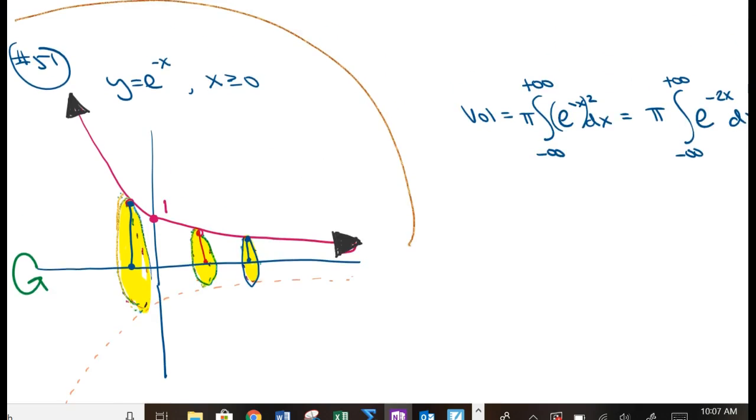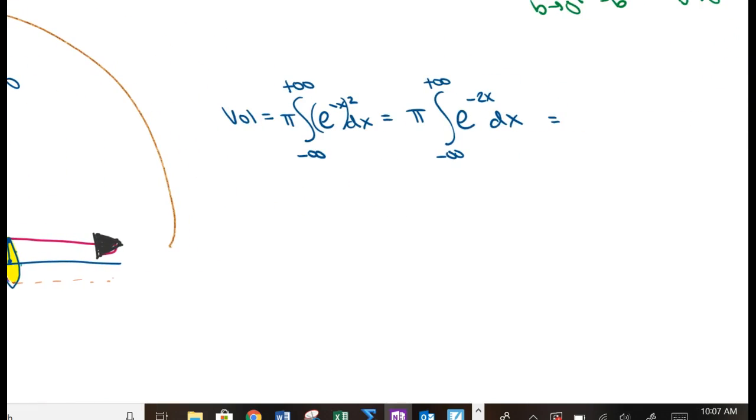Okay, so the first thing you do is you set up your volume integral. This is the integral. I think you'd all agree with me. And hopefully what caught your eye are the limits of integration. It's an infinite interval of integration, but there's infinity on both sides. Here I just did one more cleaning. I just took care of e to the negative x squared, okay?